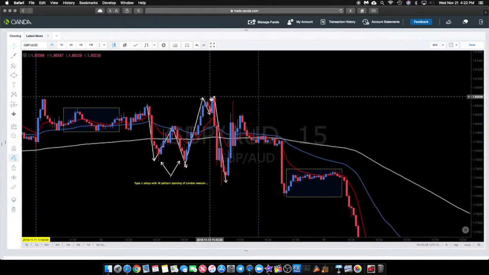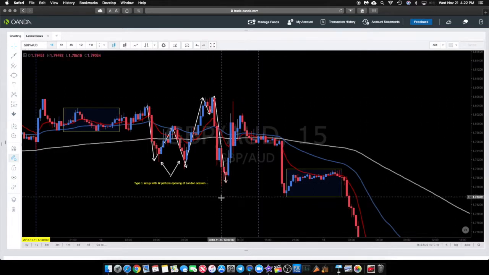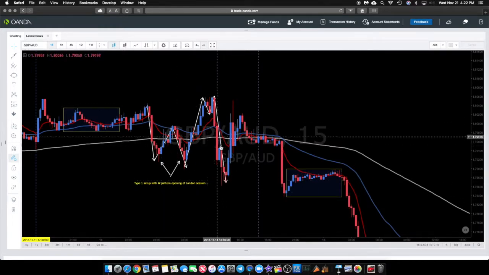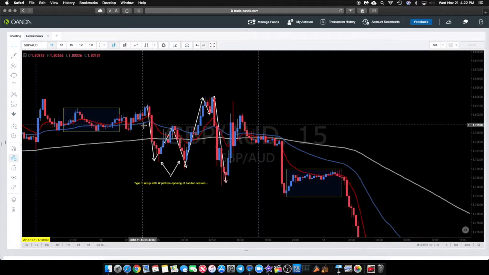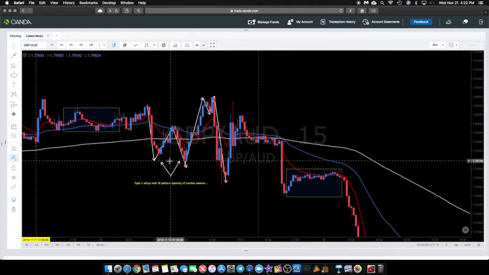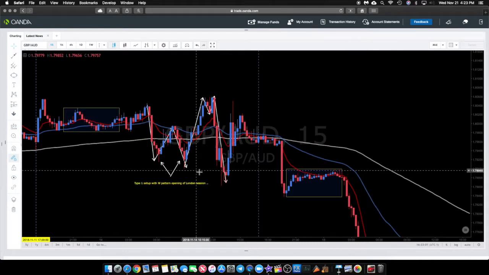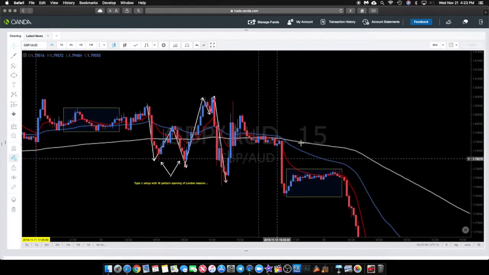So we had a type 1, and then it came back with another type 1, this one an M formation at the end of London, or at the end of the US session. So very, very unique setup. And once you're comfortable trading the setups themselves, you'll start to see that you'll be able to trade one pair back and forth, back and forth, back and forth. So either both London and US sessions, or just be able to trade one right after another, and you won't be scared. Okay, but yeah, that was a nice little setup.